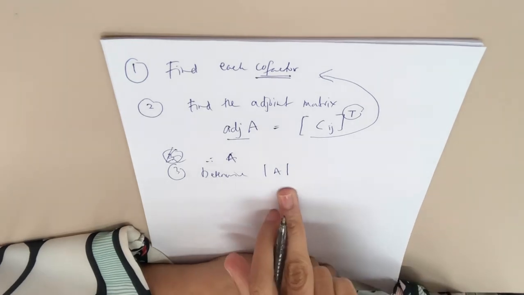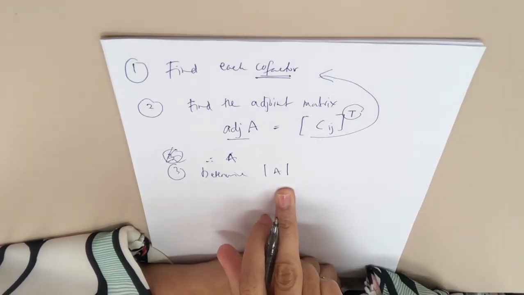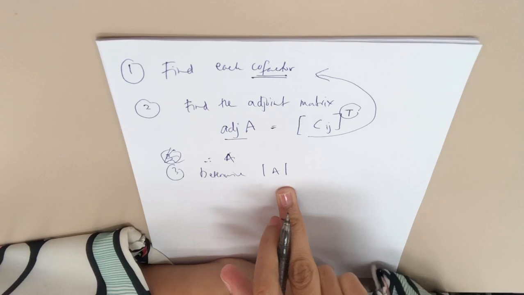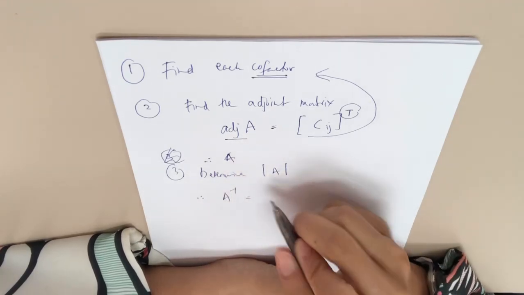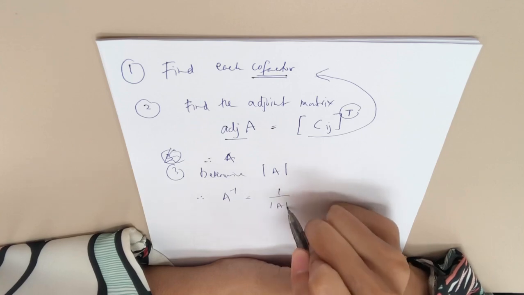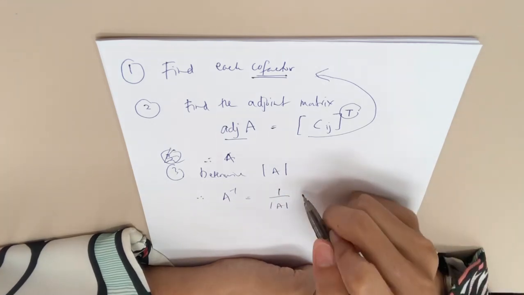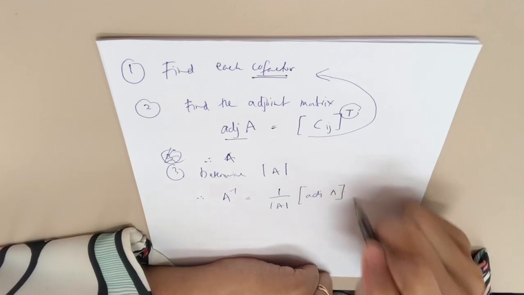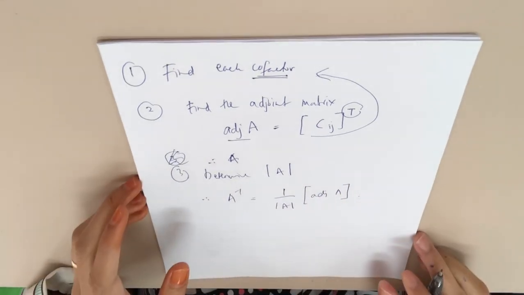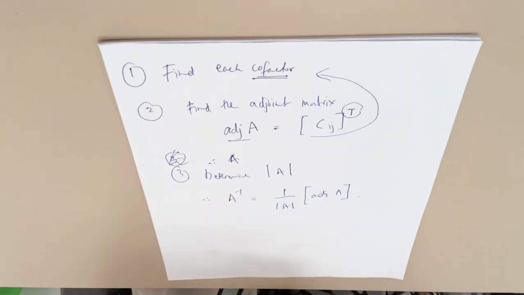Same as before, for 2x2 you still need to calculate the determinant of A. So the last one, the answer that you should get is 1 over determinant, but now you need to multiply with the adjoint A matrix.